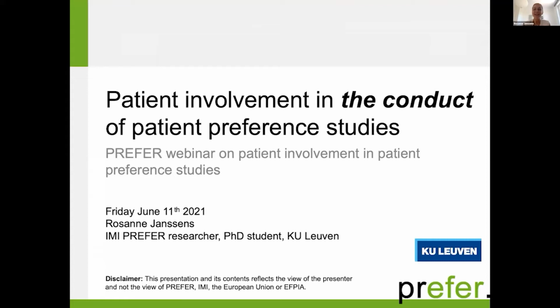We will now continue with a part on patient involvement in the conduct of patient preference studies. Elina talked about how patients can be involved in the design, and I will go a little bit further in the preference study and talk about how patients can be of added value in conducting the preference study itself.